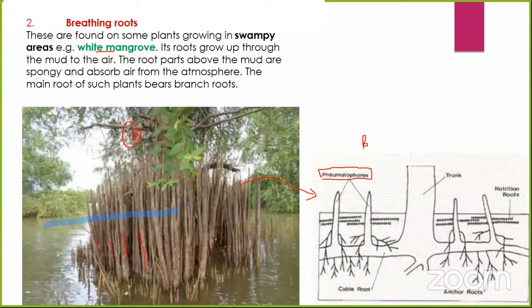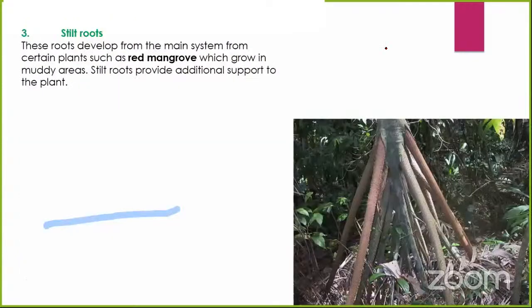Then we also have what we call stilty roots. Kulata is saying breathing roots. I know one called white mangrove. That is good if you have seen it before.